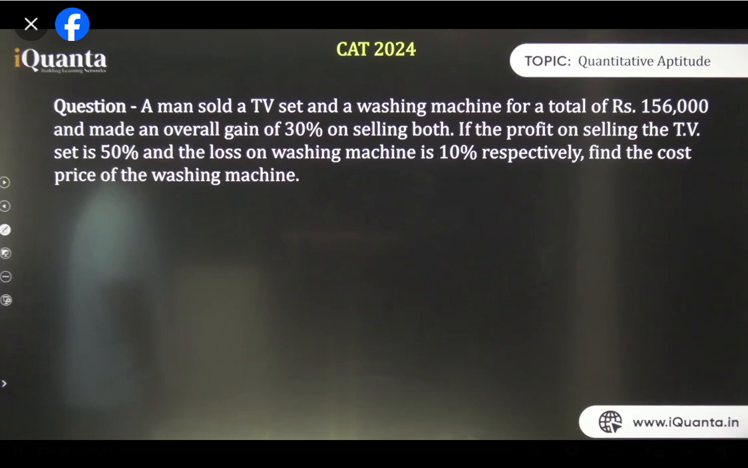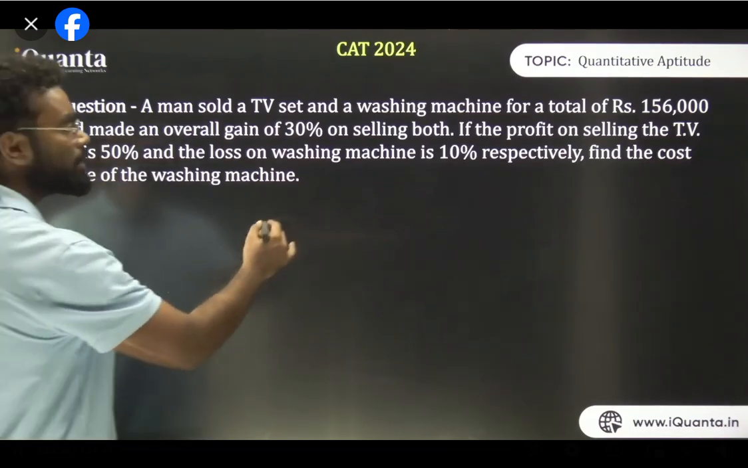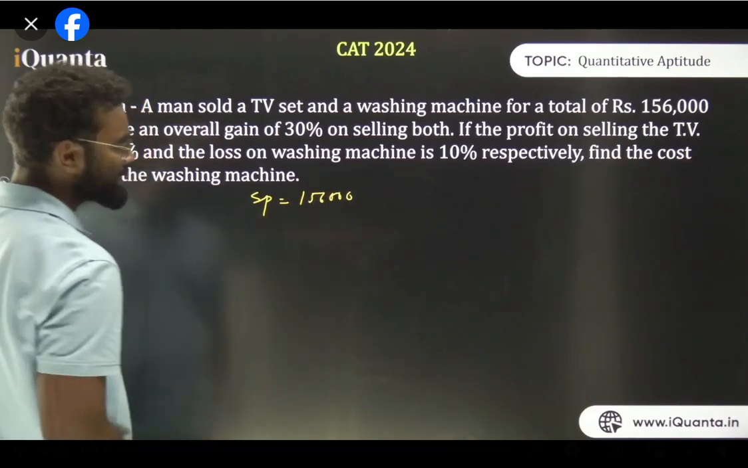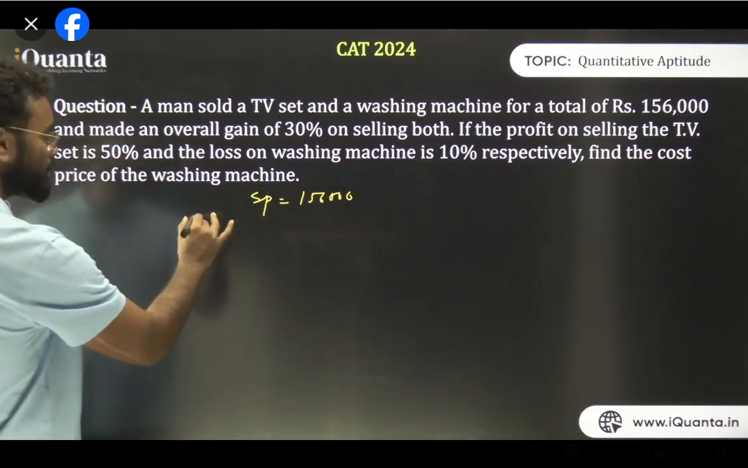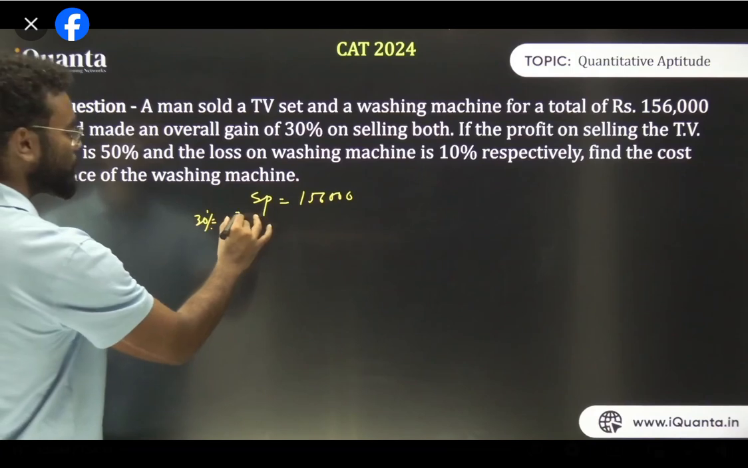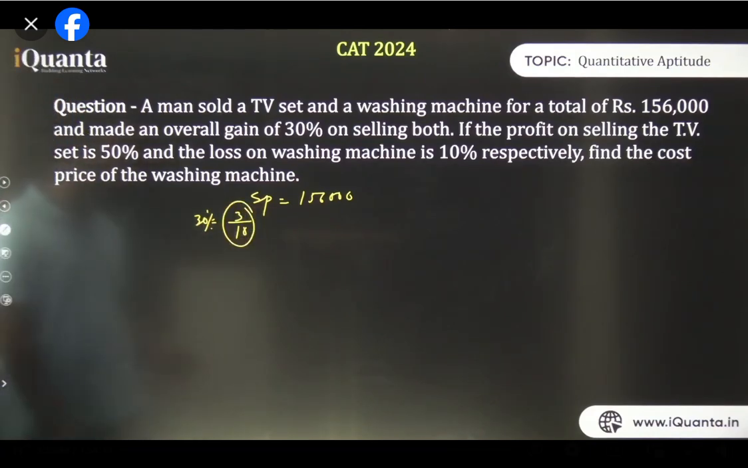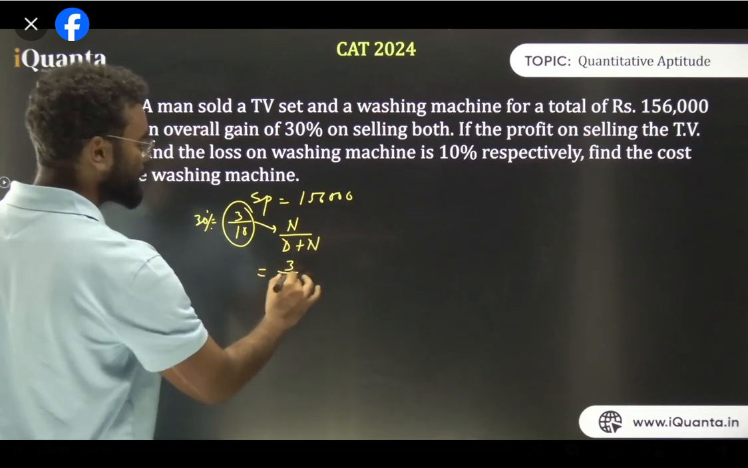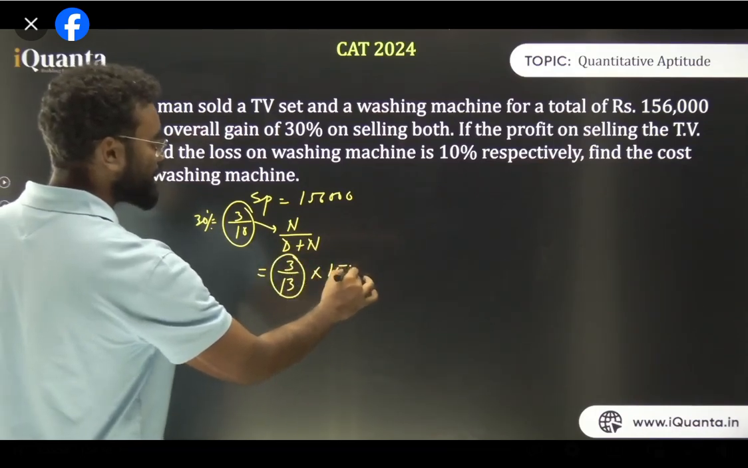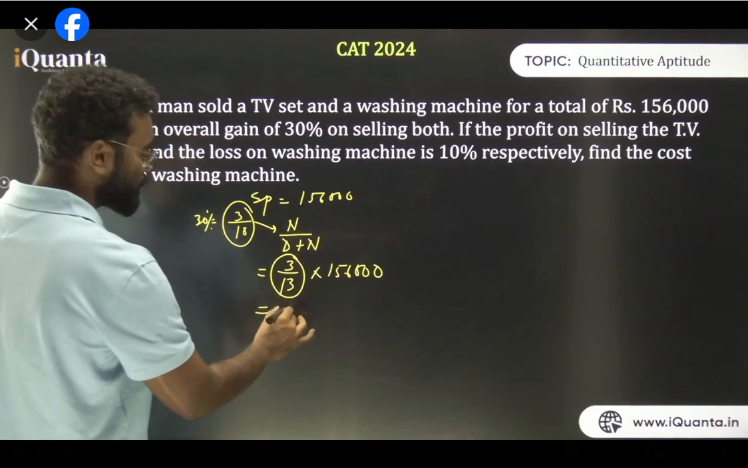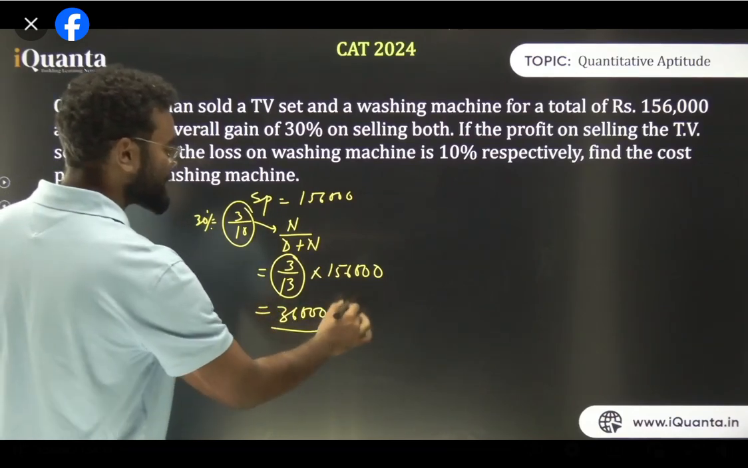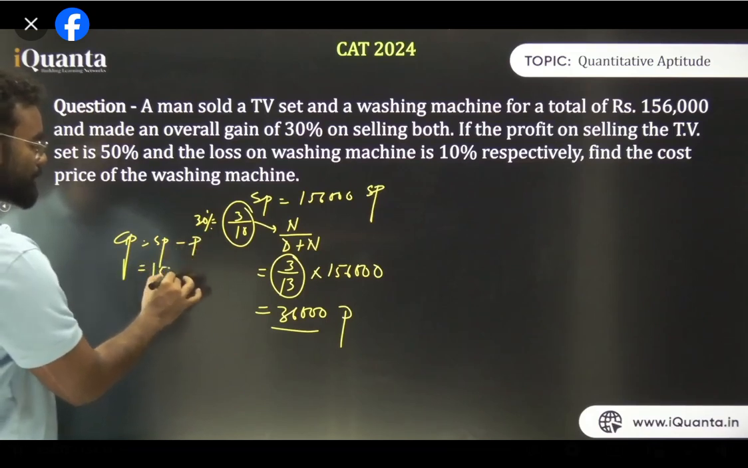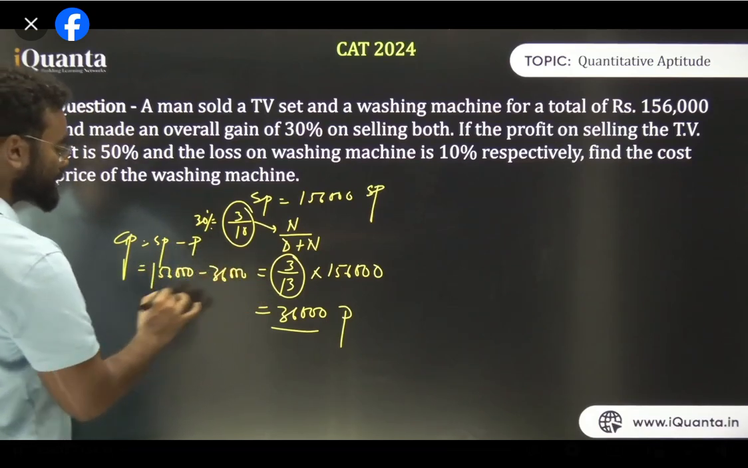The first thing you need to do in this kind of question is find the cost price. The selling price is 1,56,000. Now the profit is 30%, which is 3 upon 10 on cost price. So in the selling price it has to be numerator upon denominator plus numerator, which is 3 upon 13. So 3 upon 13 into 1,56,000 is the profit, which is 36,000. So the cost price is selling price minus profit, which is 1,56,000 minus 36,000, which is 1,20,000.